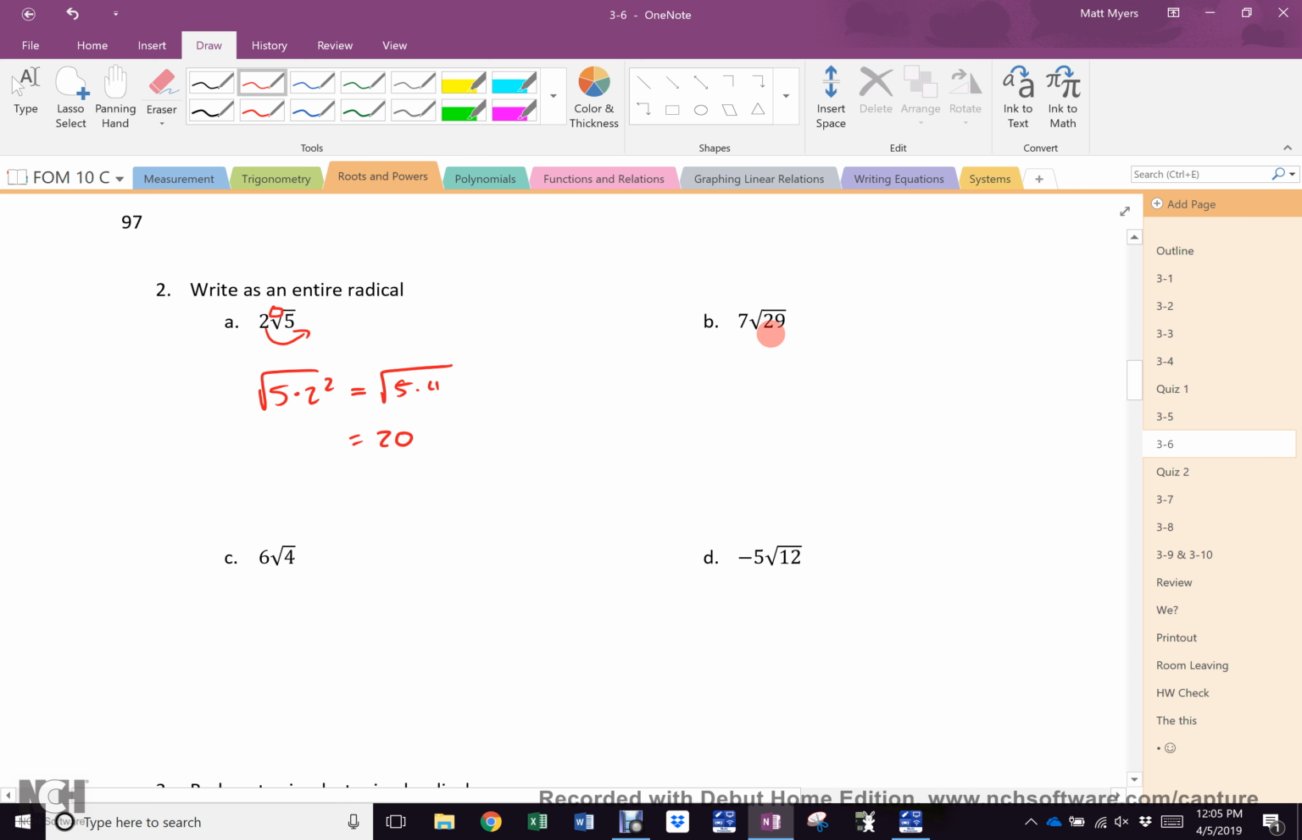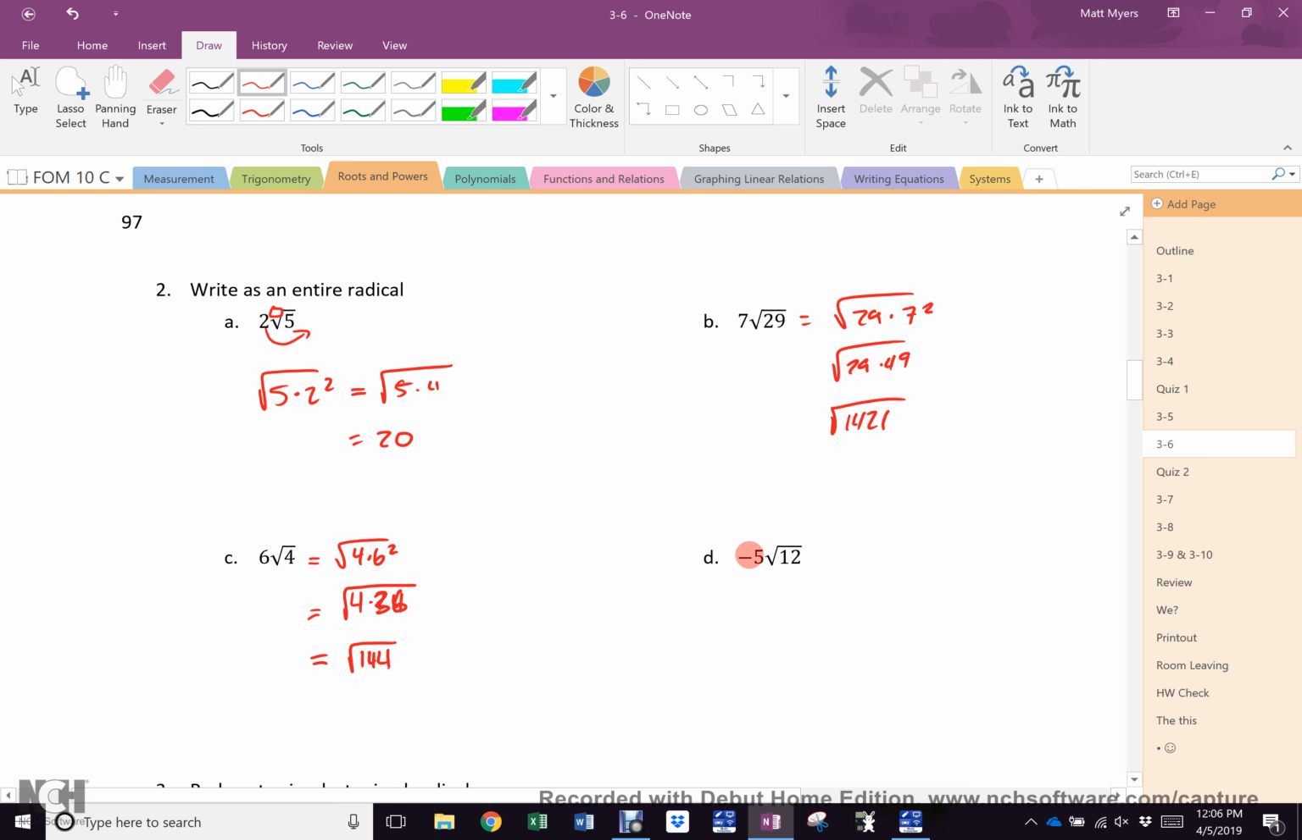If there's a 7 out here, how many 7's were under? 2. So it would be 29 times 49, which I can't do in my head. We'd use our calculator. 1,421. Everybody cool? Okay. If there was a 6 out there, how many were under there? 2. So that's the root of 4 times the root of 6 squared, which is 4 times 24, or 4 times 36, which is the root of 144. Right?